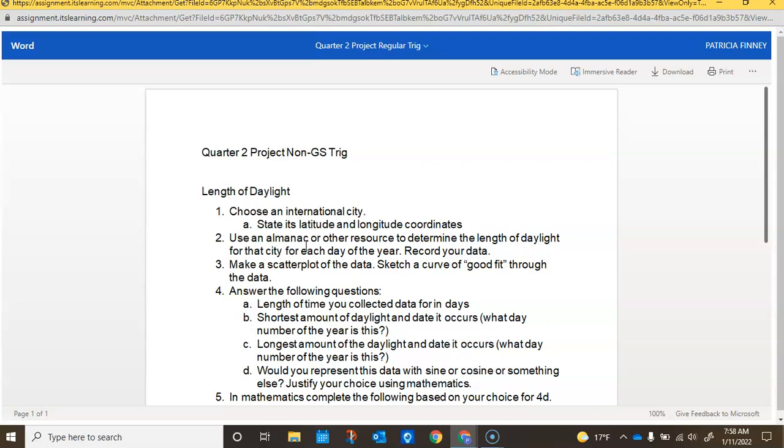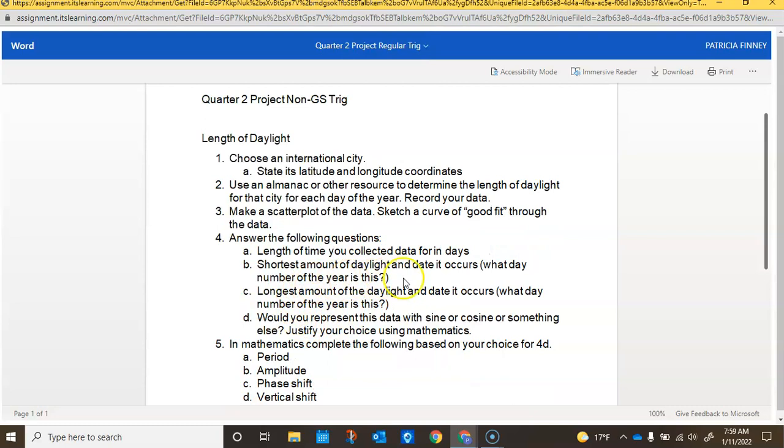Once you have your data, you're going to make a scatter plot of that data on paper and sketch a curve of good fit through it. Then you're going to answer these questions: the length of time you collected the data for, the shortest amount of daylight and what day number it is, the longest amount of daylight and what day number that is. And would you represent this using sine or cosine or something else, and justify that using mathematics?